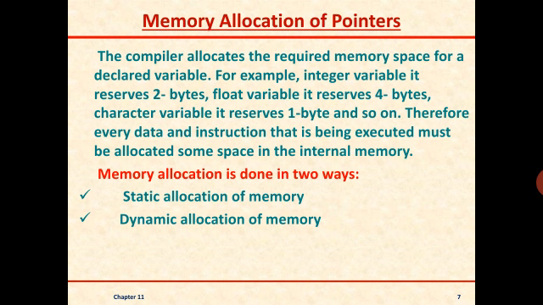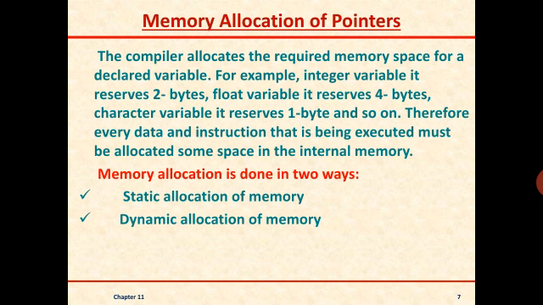Next, let us understand how memory is allocated to a pointer variable. When I declare any variable, obviously some memory is allocated to that variable. Our compiler will allocate the required memory space for any variable. If it is an integer variable, it will reserve 2 bytes. For a floating variable, it will reserve 4 bytes. For a character variable, it will reserve 1 byte. So for every data or instruction, some memory is allocated by the compiler.